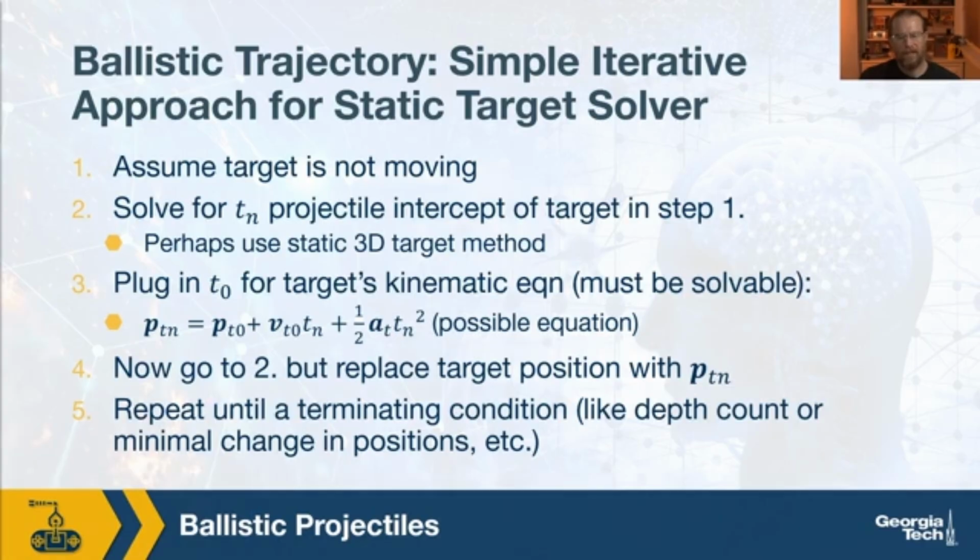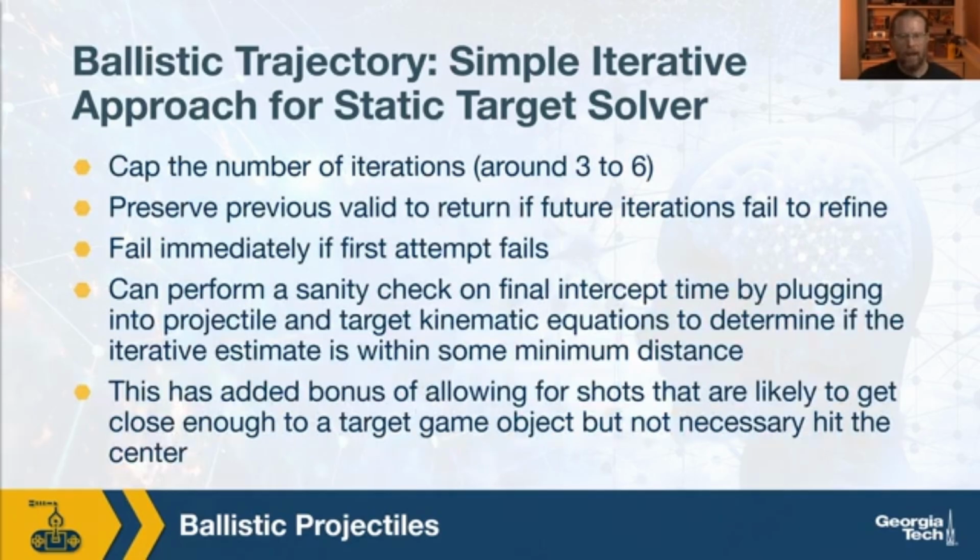That might be just a depth count, like how many iterations. It might be that we're looking for some minimal change, or even combined these terminating conditions together. So like you say, the t value that we're calculating is only changing by just some little small amount. And that would be enough to say, okay, well, we're done at that point. So you typically would want to cap the number of iterations. So in like a video game, 3 to 6 iterations is fine.